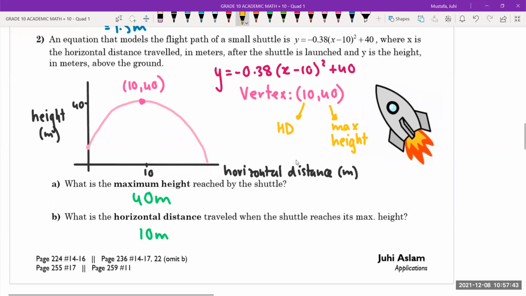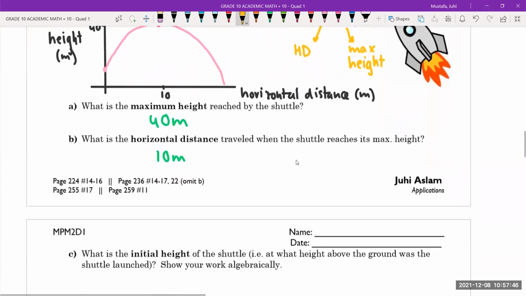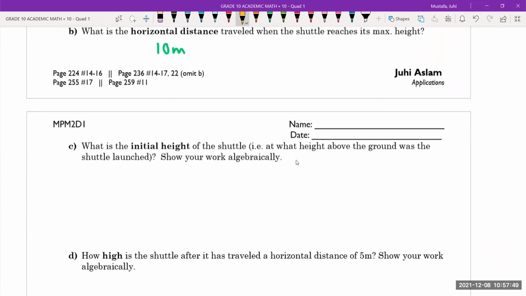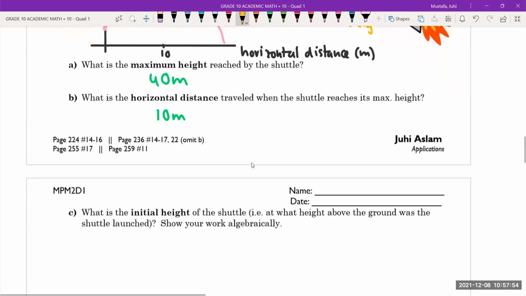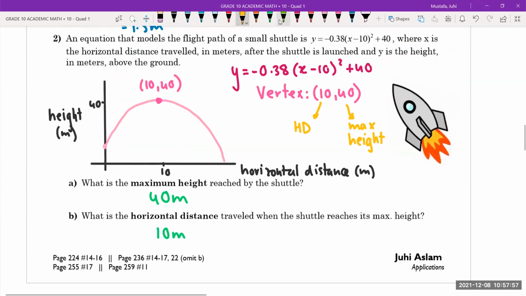Okay, let's keep going. Question C. What is the initial height of the shuttle? At what height above the ground was the shuttle launched? Show your work algebraically. So let's just go to our graph for a second over here. Our initial height is going to be this value right here. And just like before, we know the initial height is the y-intercept. So you're going to let your x value equal 0 and you're going to solve. We again have a decimal, but we might not have to use a calculator because you're multiplying by 10. So let's try to challenge ourselves and do it without one.